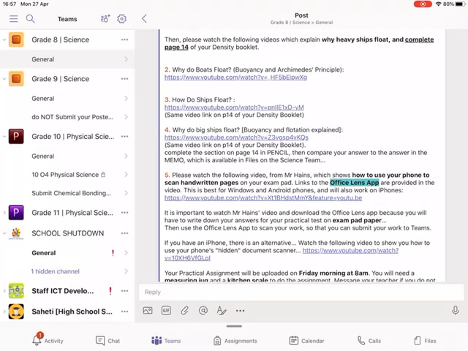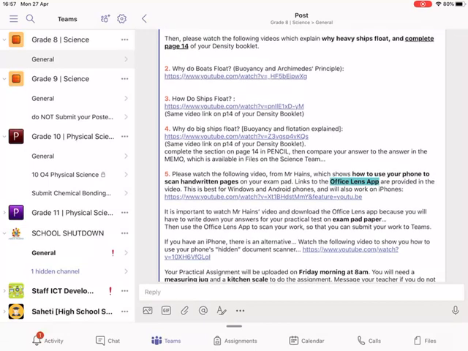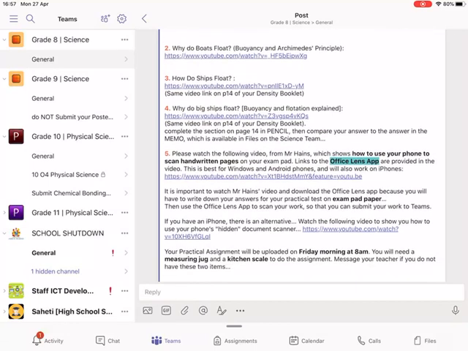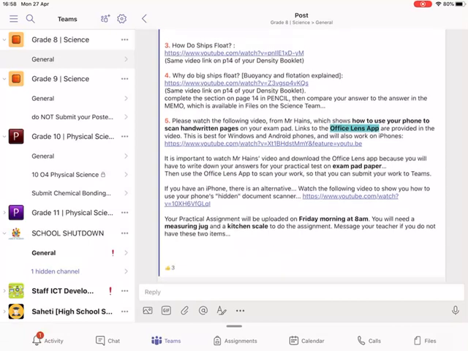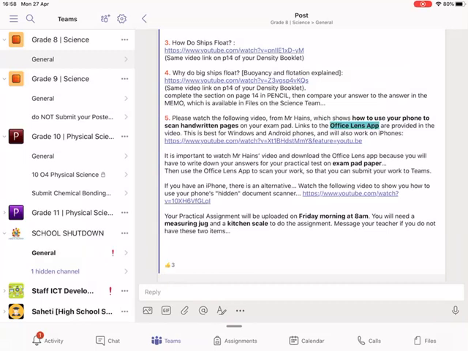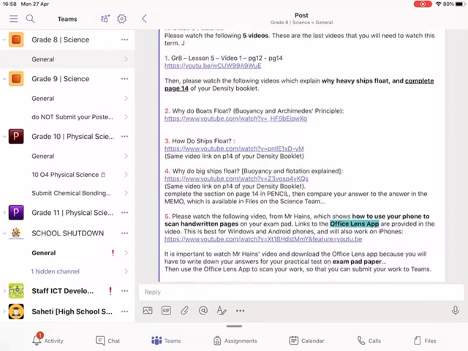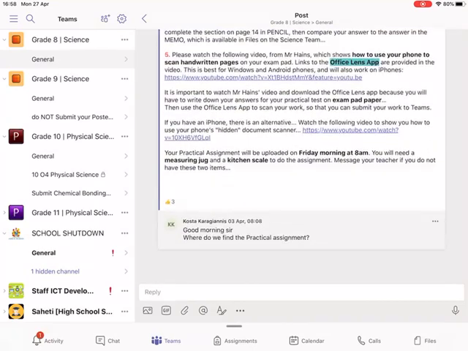And if you need any help on how to use the Office Lens app, this is point number 5 over here. Please watch the following video from Mr. Haynes. There's a link to it, and that explains how to take a video and save it as a PDF. How to photograph your work, either your booklet or your exam pad paper, and save it as a PDF. Also, if you've got an iPhone, there's another alternative that you can use too. There's the video link to that. So that was taken on 1st of April.